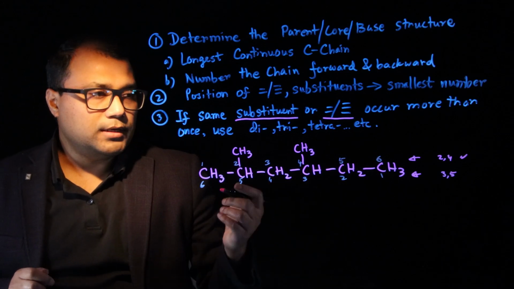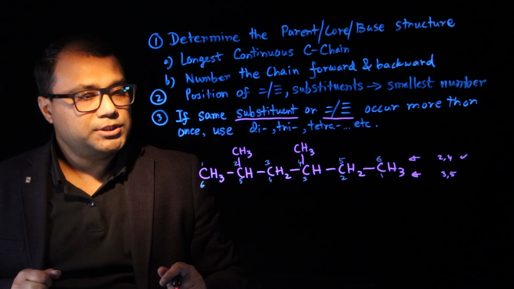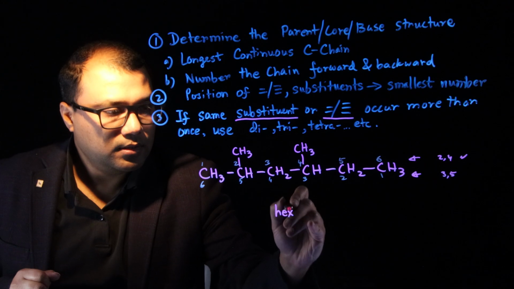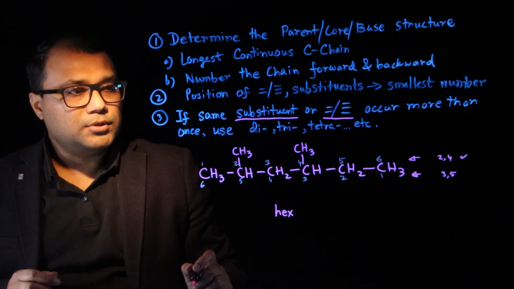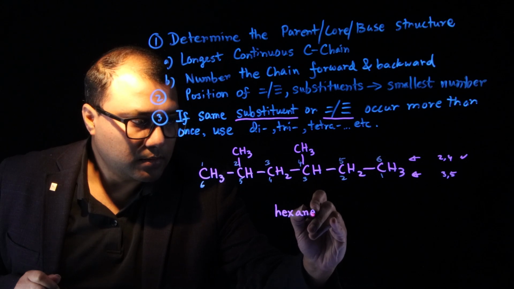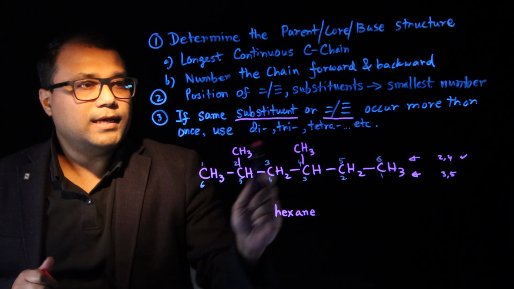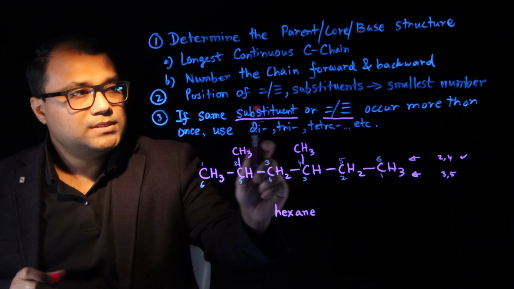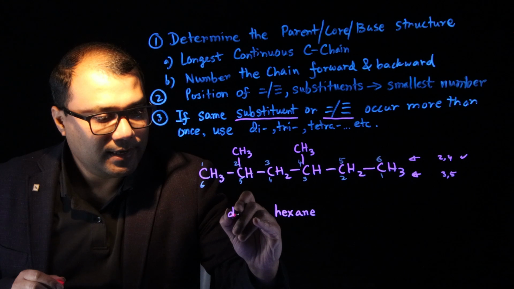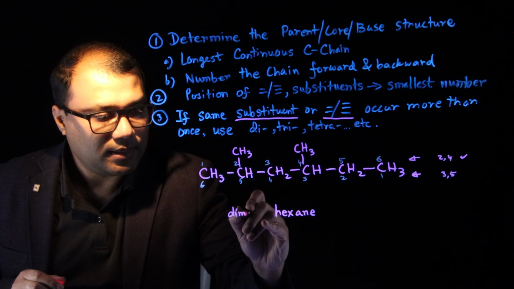Okay. Now there are 6 carbon atoms in the main chain. So this is a hex. This is an alkane because all are single bonds. So this is a hexane. Okay. Now there are 2 methyl groups. So if the same substituent occurs more than once, then we will have to use dimethyl.